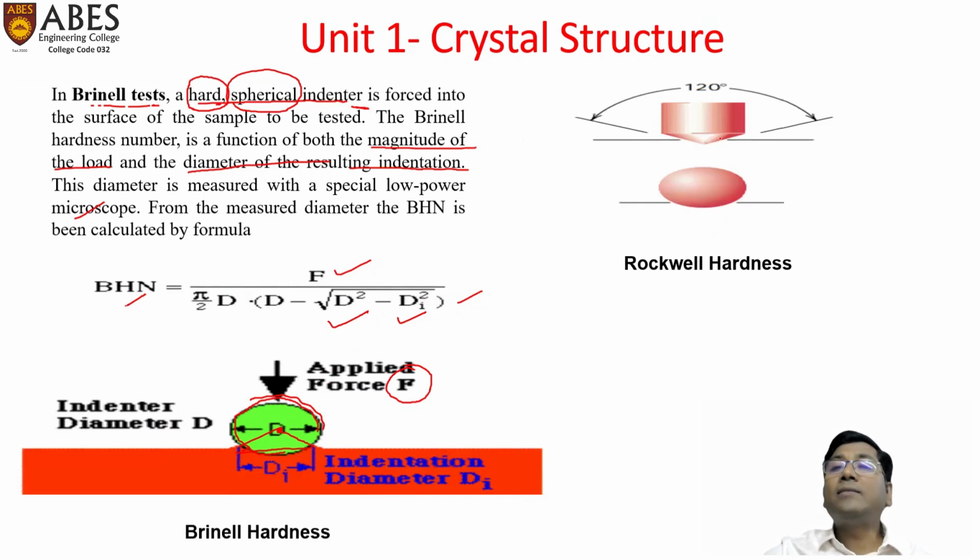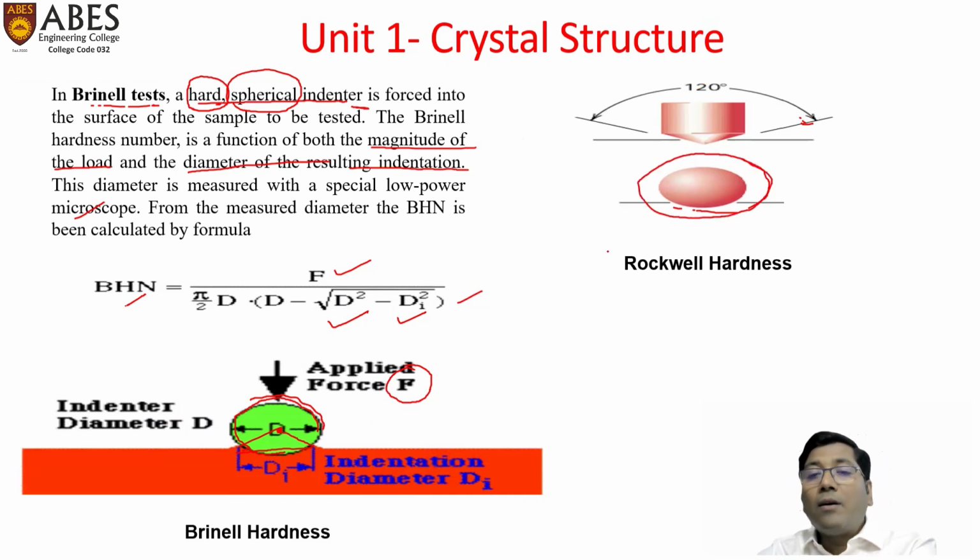Similarly, for Rockwell hardness, the indenter has an included angle of 120 degrees. It is in the shape of a cone, and after measuring the size of the indentation, we can have the Rockwell hardness achieved.